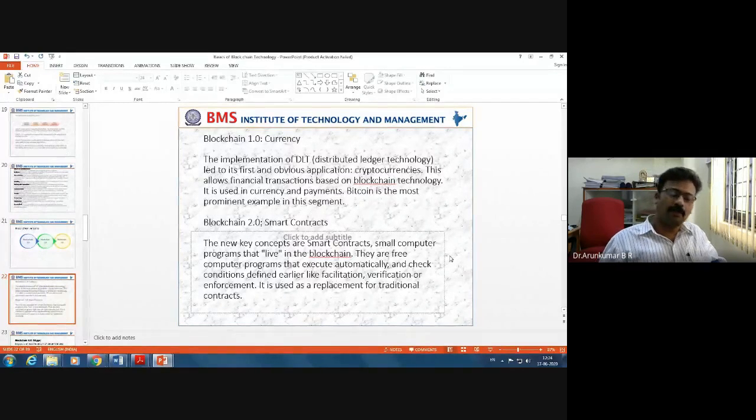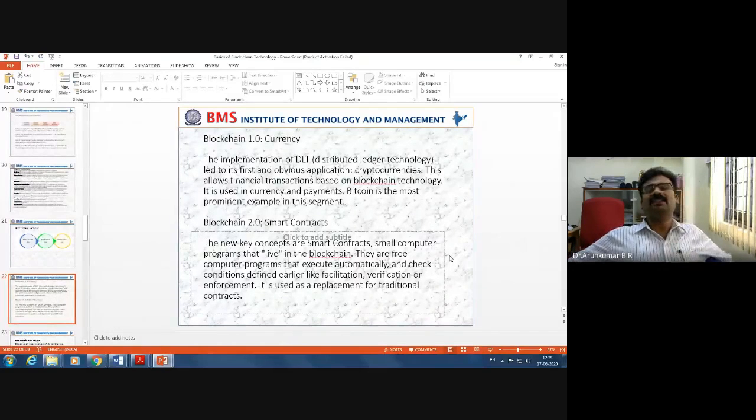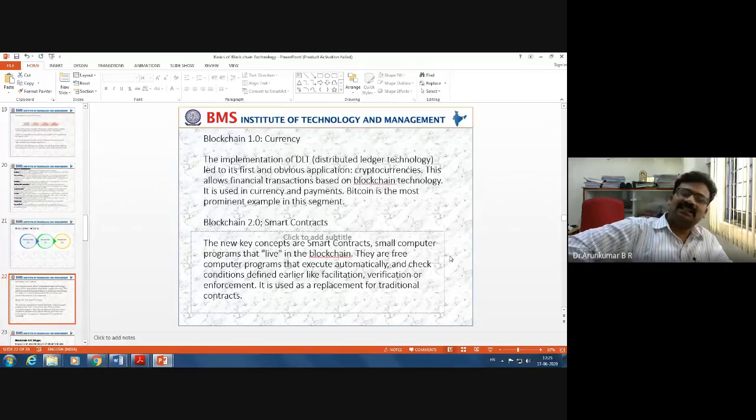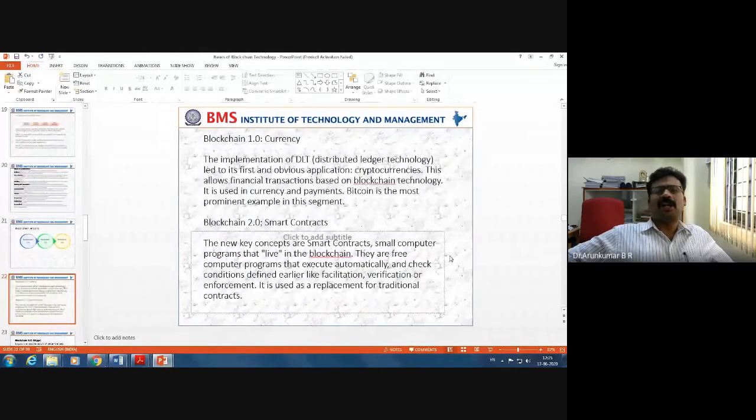Right? Up to 2020, Bitcoin or cryptocurrency was not valid in India. Now the Supreme Court has said it is valid in India also. Up to that, it was a question mark. Now, since the Supreme Court has said it is valid, the IT Act, cyber law, has to take this up and have a different act or section for dealing with cryptocurrency problems or cases. Now go to blockchain 2.0, smart contracts.